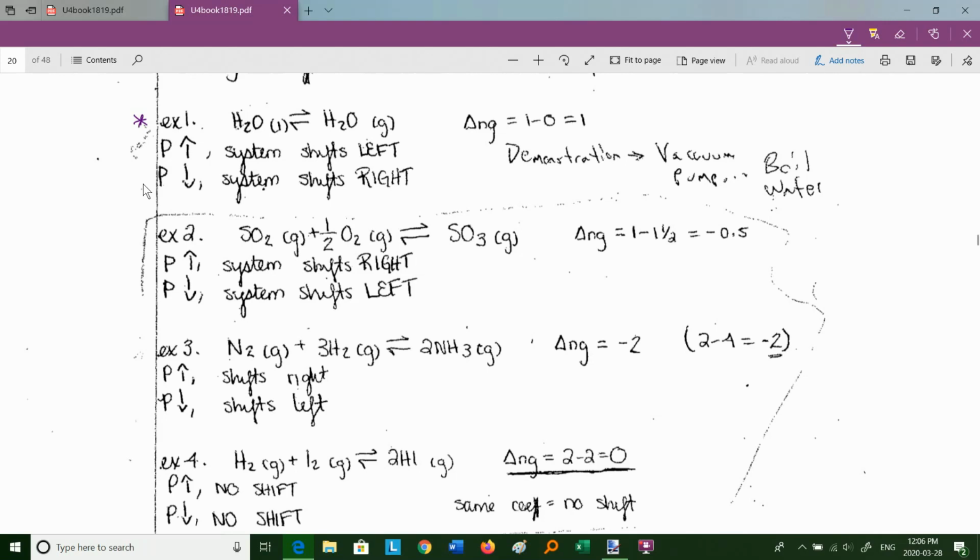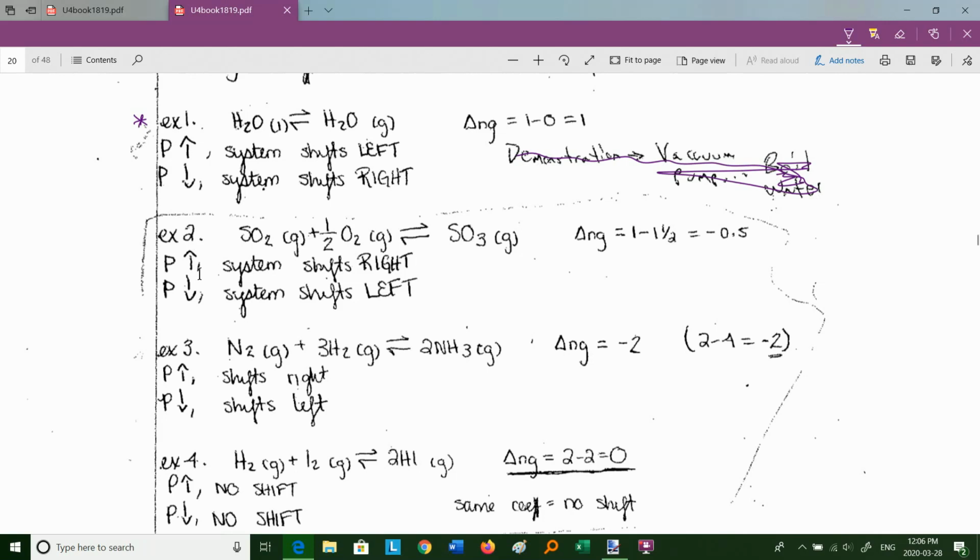I'm not sure about that. Let's strike that last statement. That's irrelevant to what we're talking about here. If the pressure goes down, then the system is going to shift to the right. So if we're in a bigger container, the system will shift to the right. Okay. This vacuum pump, don't worry about that. You can boil water, make tea if you want. I don't know why that's there. Okay. Second example, we got SO2 gas plus half O2 gas goes to SO3 gas.